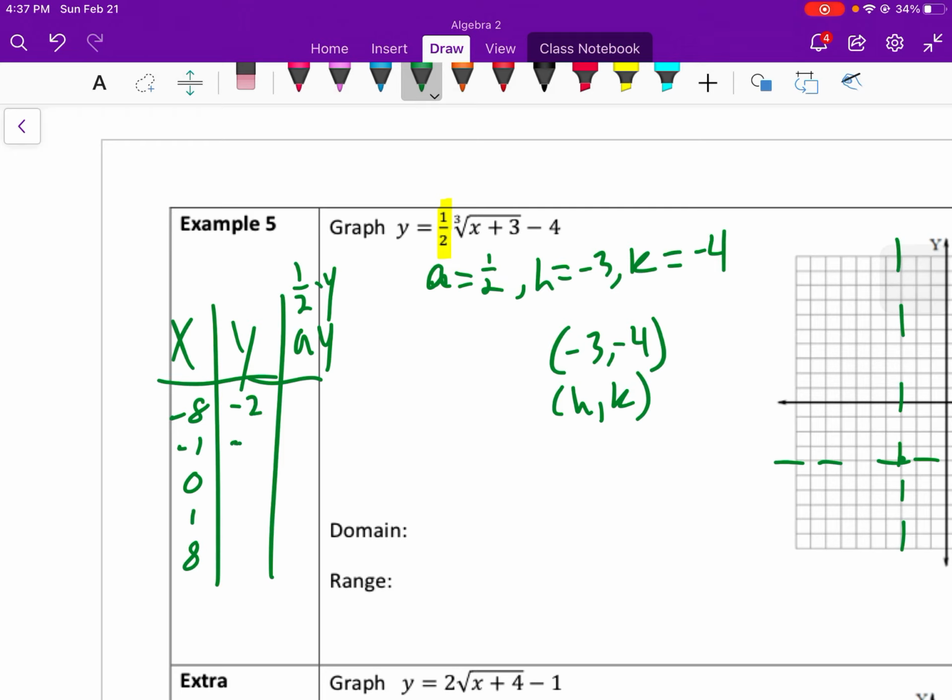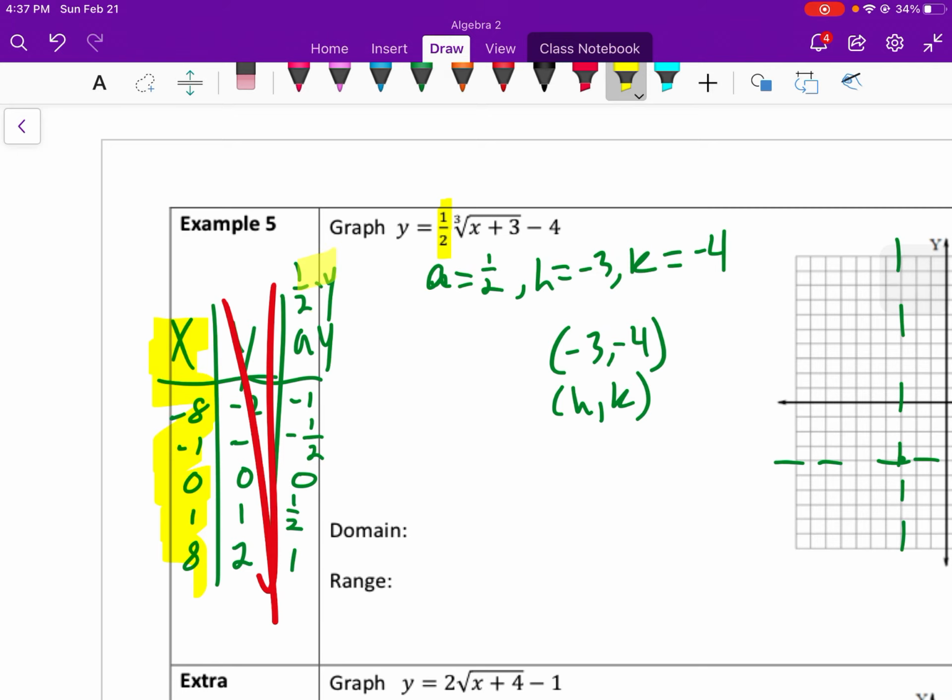Hopefully this feels almost repetitive. If it does, that means you're feeling comfortable. If not, that's okay too. That's why we're doing extra practice. So -2 over 2 is -1, -half, 0, half, and then we have 1. We don't want these. We do want our new output, which is a times that y.